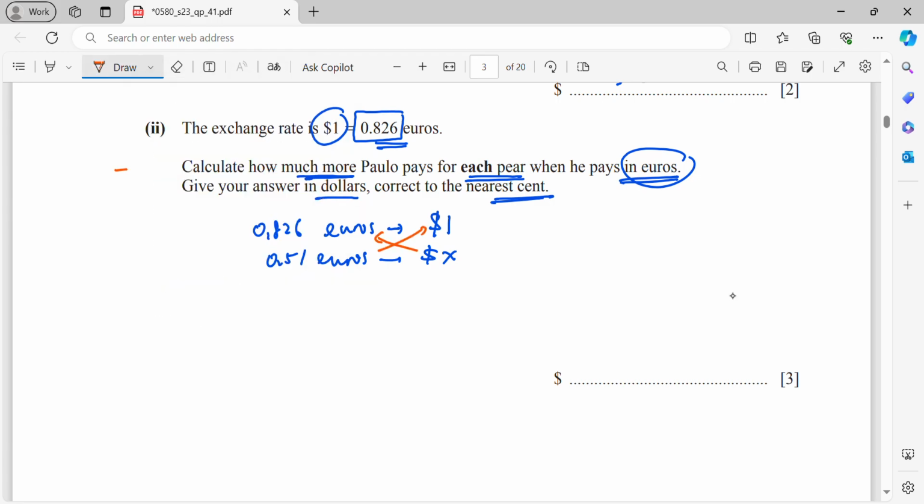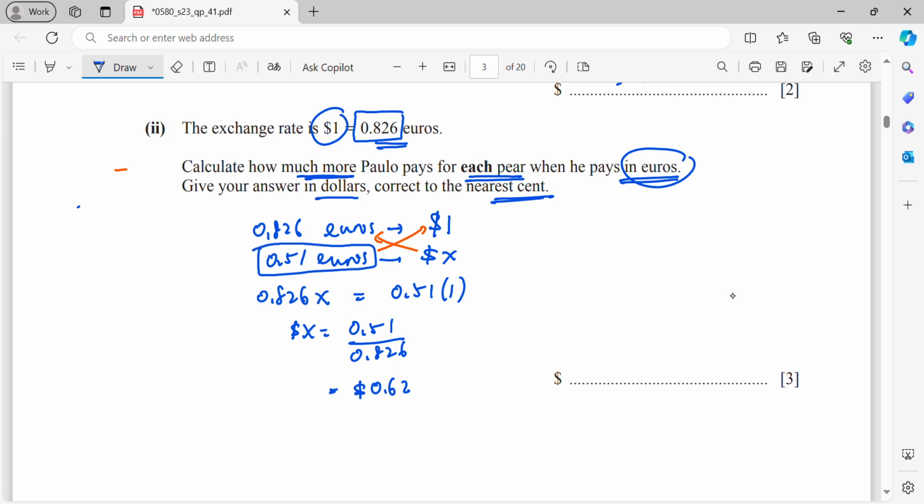So I just cross multiply. I will say that 0.826x equals 0.51 times 1. Therefore, x is going to be 0.51 divided by 0.826. Then that is going to be 0.62. This is dollars, so 0.62, this is the dollar sign. That means one fruit costs 62 cents in dollars.